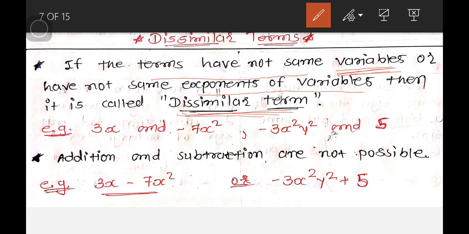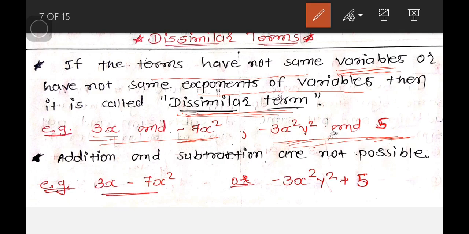Here is an example: 3x and minus 7x square. Here the variables are the same in both terms, but the first term has exponent 1 and the second term has exponent 2. So these terms are said to be dissimilar terms. One more example: minus 3x square y square and 5. Here the variables are not the same. So we can say that the given terms are dissimilar terms.